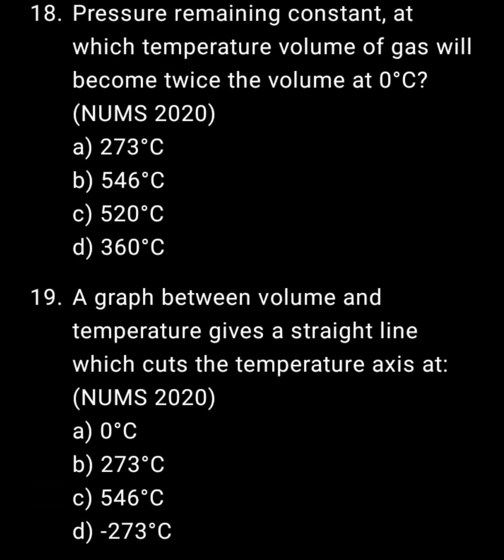18. Pressure remaining constant, at which temperature volume of gas will become twice the volume at 0 degrees Celsius? NUMS 2020. A. 273 degrees Celsius. B. 546 degrees Celsius. C. 520 degrees Celsius. D. 360 degrees Celsius.